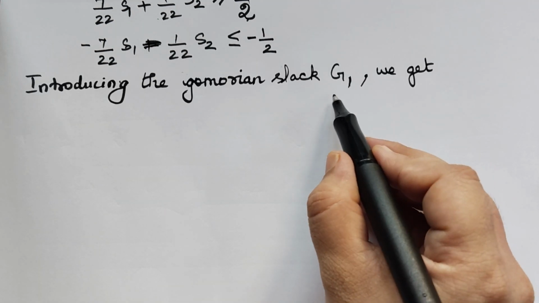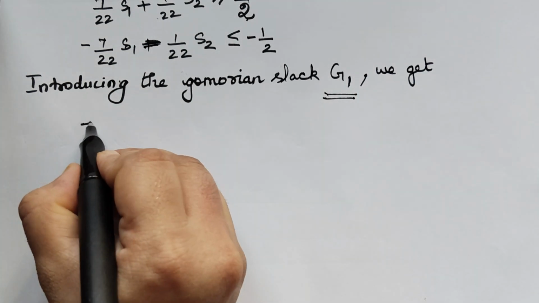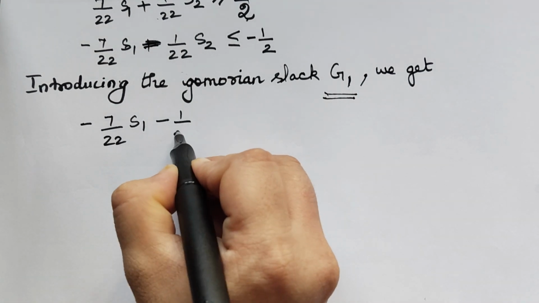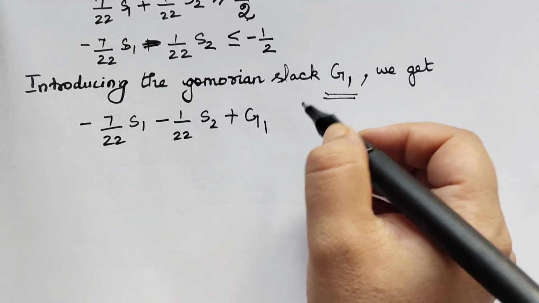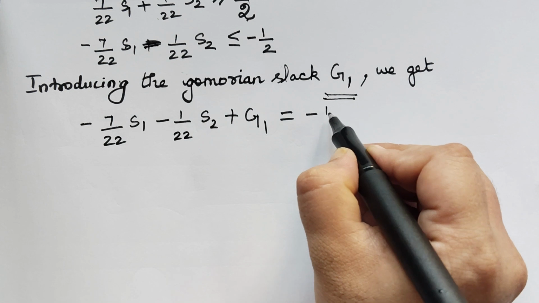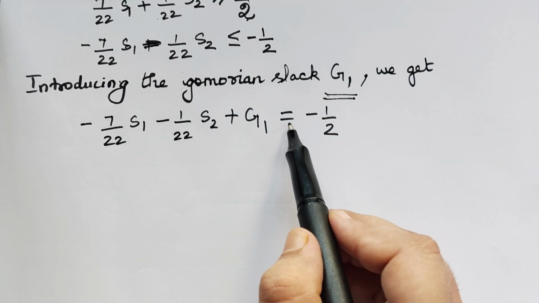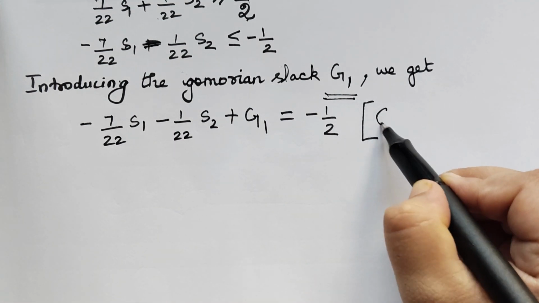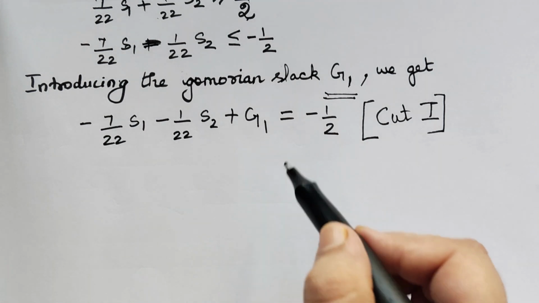So we are going to add the slack variable g1 to this with coefficient 1. So it will be minus 7 by 22 s1 minus 1 by 22 s2 plus g1, with coefficient 1, is equal to minus 1 by 2, because we want to make this inequality an equality constraint. So we are adding this Gomorian slack, and this equation will give us cut 1. Using this, we are going to proceed with the problem.